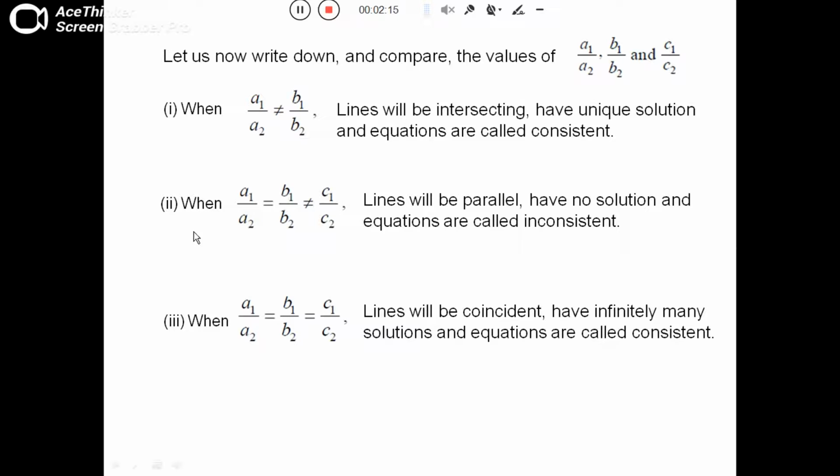Just see, in intersecting lines and in infinitely many solutions, that is, having a unique solution and many solutions, the equations are called consistent. When the equations are producing a solution, they are called consistent, and when the equations are not producing a solution, having no solution, the equations are called inconsistent. Understood?